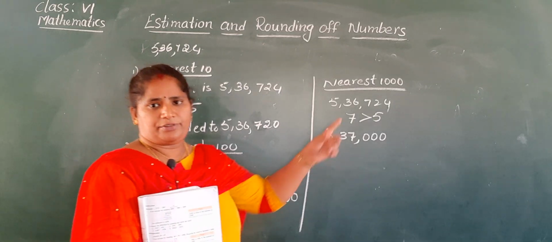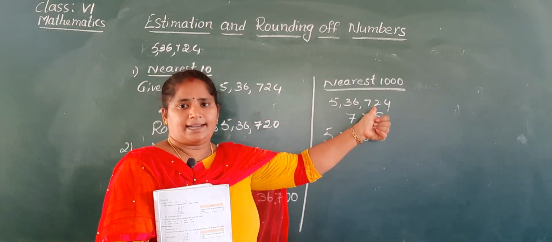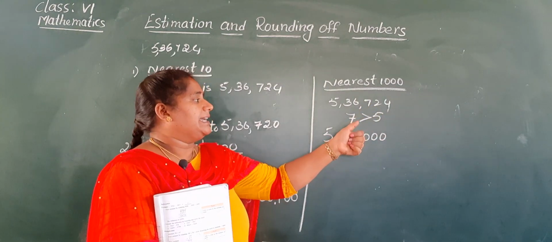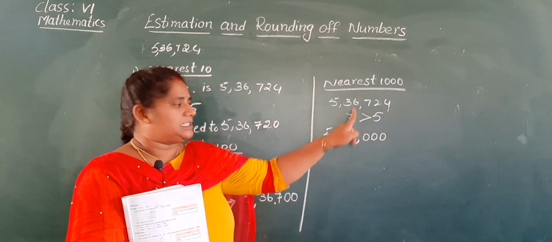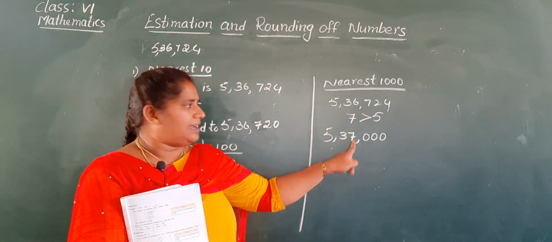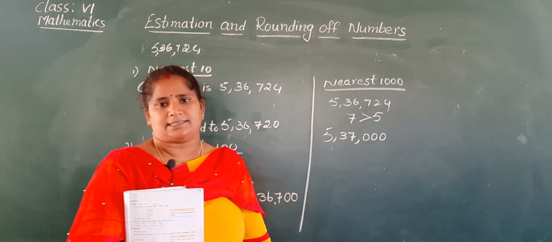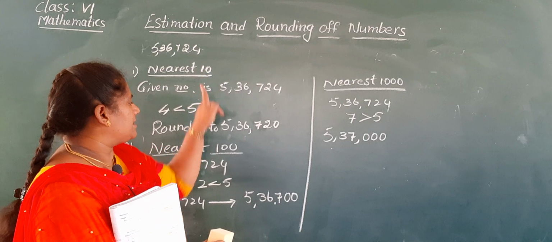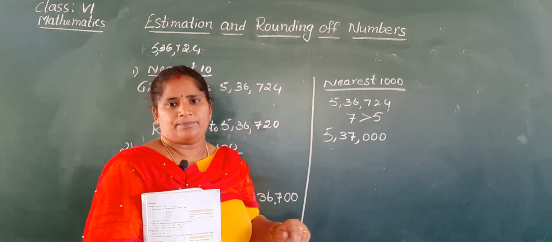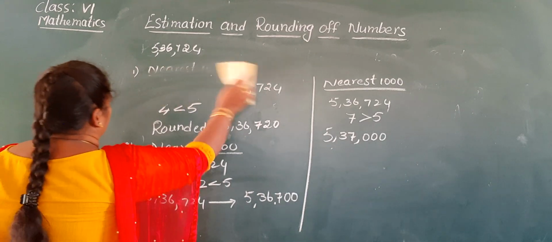So to round off to the nearest 1000, first you look at the digit in the hundreds place. It is greater than 5. So add 1 to the thousands place: 6 plus 1, 7, and keep zeros in the hundreds, tens and ones places. Okay. So that is rounding the given number to the nearest 10, 100, 1000. Is it clear to you, Nana? Now we will do check your progress.